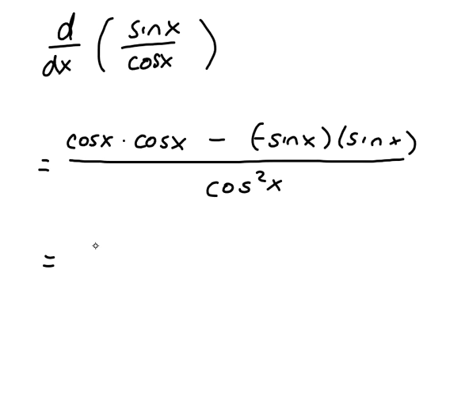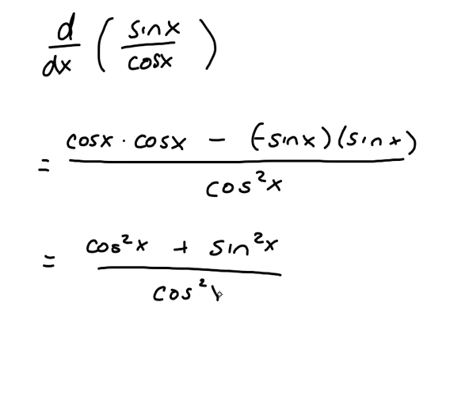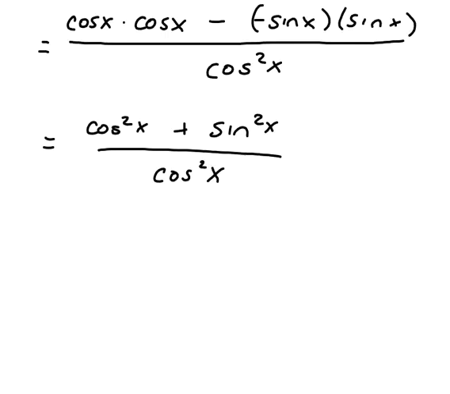So cosine x times cosine x is cosine squared x. My two negatives become a positive, and then sine x times sine x is sine squared x. Remember those trig verifications that you may or may not have loved last year? Well, here's where they come into play. Cosine squared x plus sine squared x is equal to 1. That's a Pythagorean identity. Over cosine squared x.